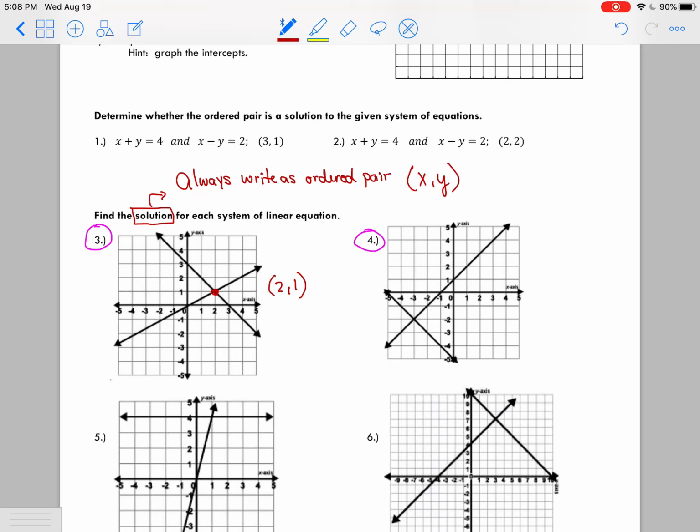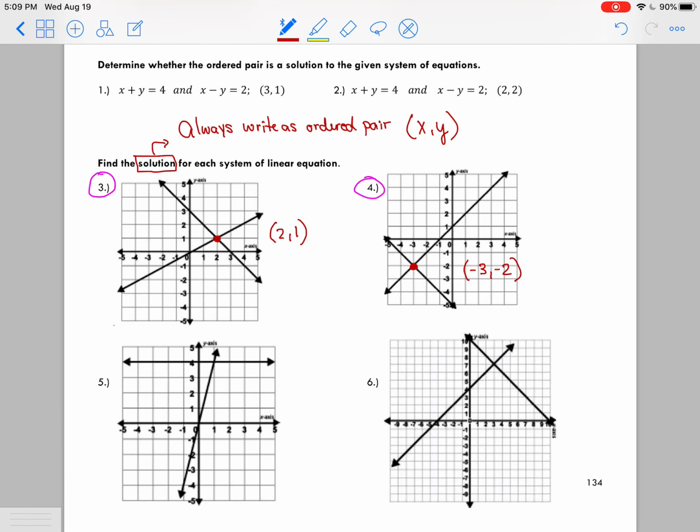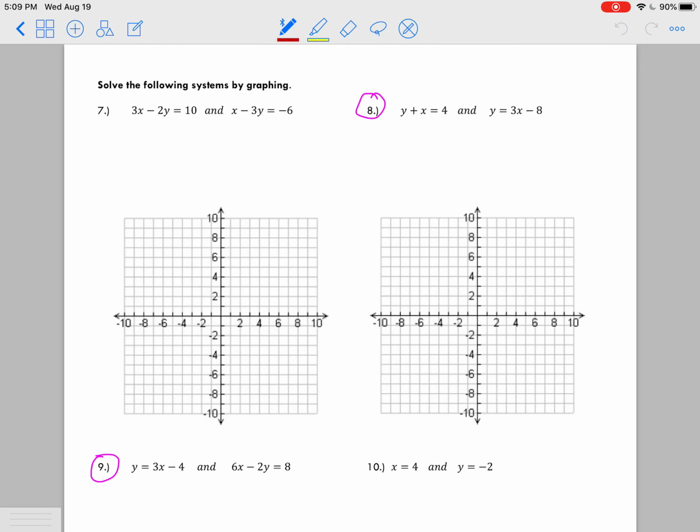Okay, and if you take a look over here at the example number 4, looks like we're at -3, -2. -3 on our x, -2 on our y. That would be our solution. All right, guys, and the other ones you can see, you would go through and do those. That's pretty straightforward.